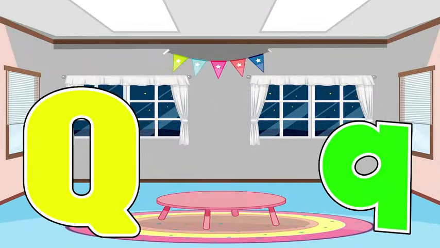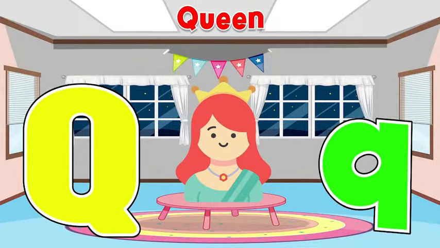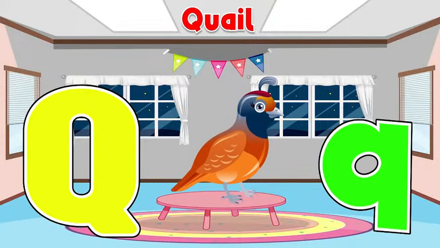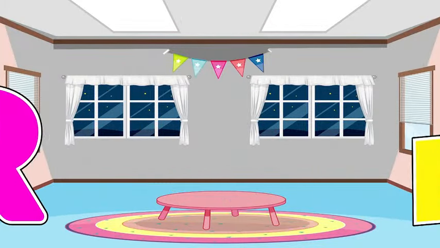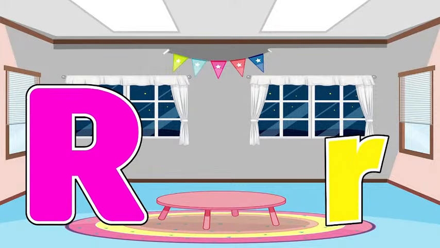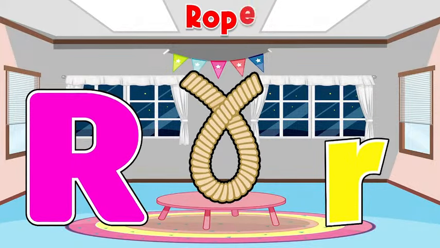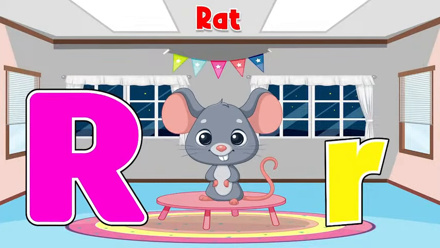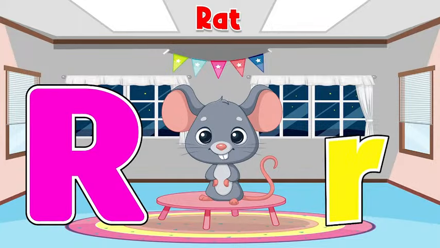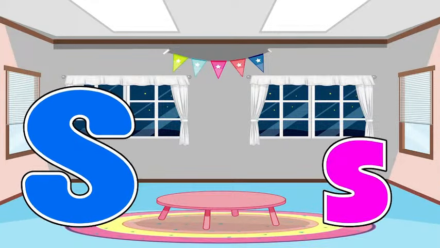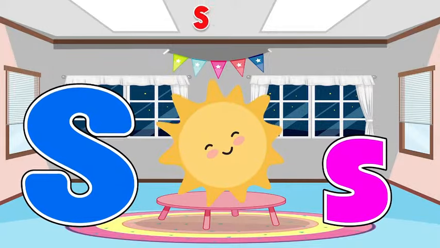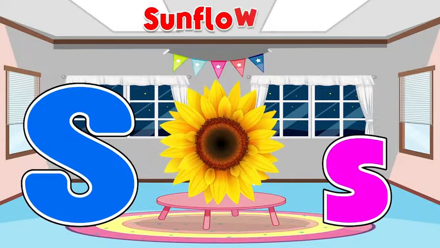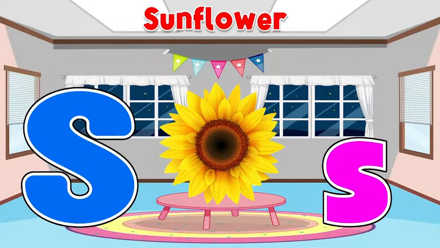Q. Q for queen. Q for quail. R. R for rope. R for rat. S. S for sun. S for sunflower.